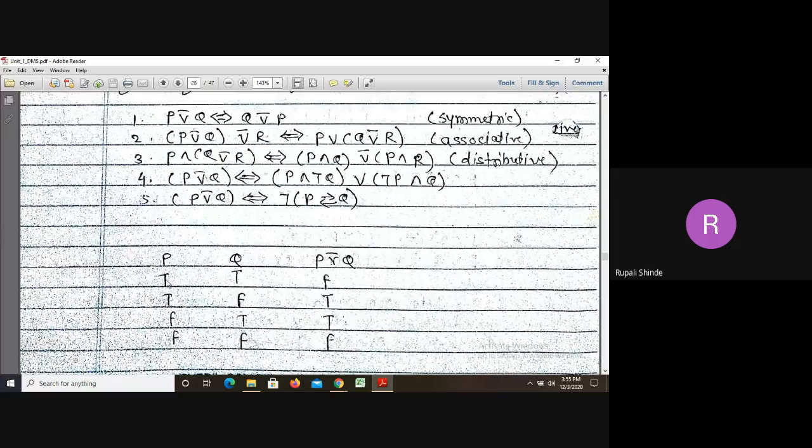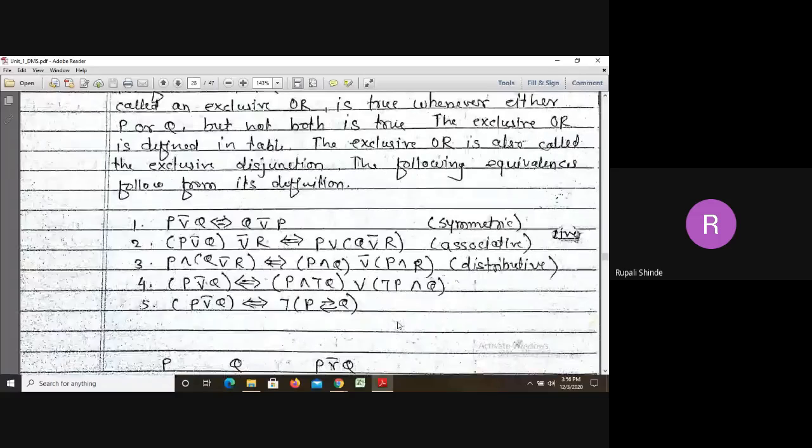So check here, TT means what? Both the variables are having identical values, that's why final value is F. TF, these are not identical values, that's why final value is T. FT, again these are not identical values, so final value is T. FF, these are identical values, that's why final value is F. So if P and Q are having identical values, final value will be F, otherwise it is T.